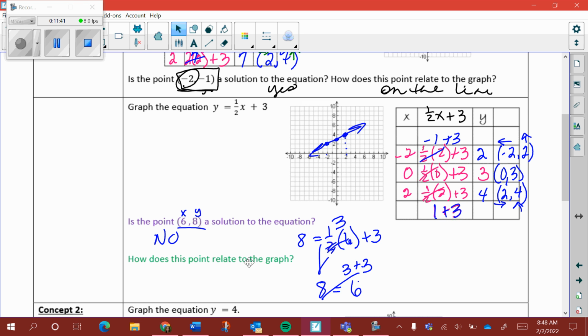And how does the point relate to the graph? Well, if it's not a solution, it's not on the line. This one was a solution, it's on the line. This one is not a solution, so it is not on the line.